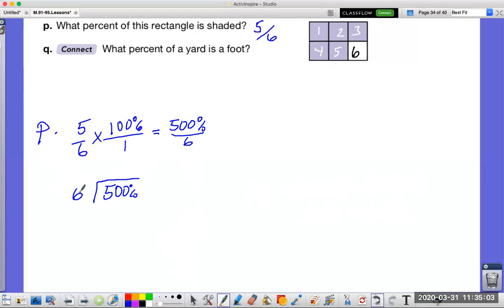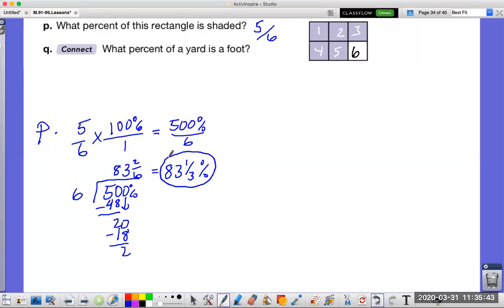6 times what? 7 will get me to 42. 6 times 8 will get me to 48. So I'm going to use 8. That's close enough. This subtracted would be 20, because I'm going to bring the 0 down. 20 divided by 6 would be 3. And then I'll have 2 left over. So 2 goes in the numerator and 6 in the denominator. But that's the same as 1/3. I was going to reduce that. So the answer to that, for letter P, is going to be 83 1/3% is shaded for this one.